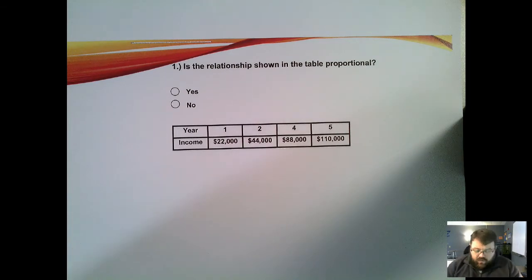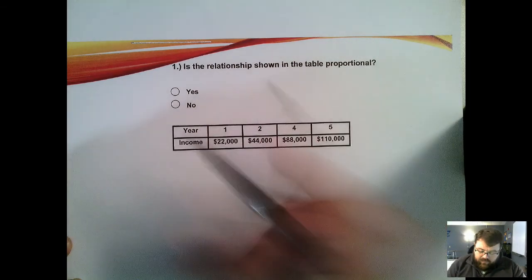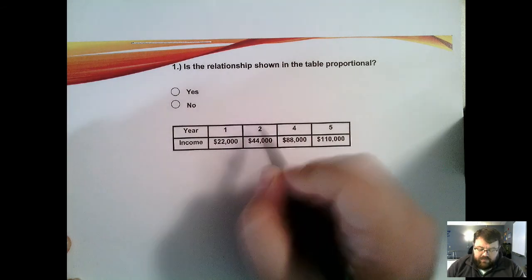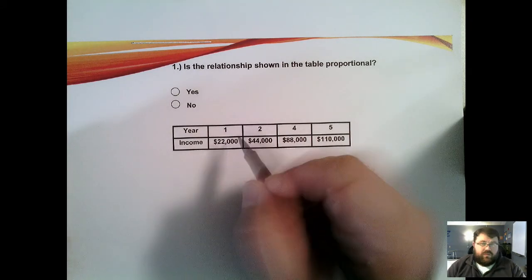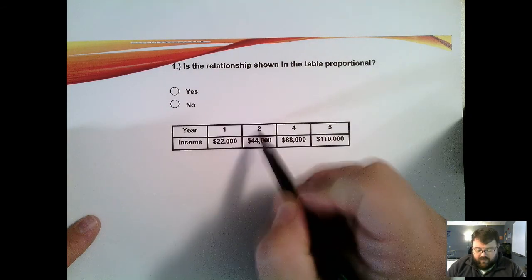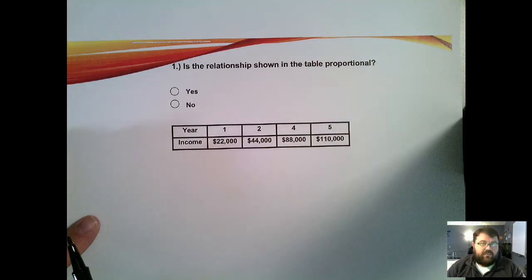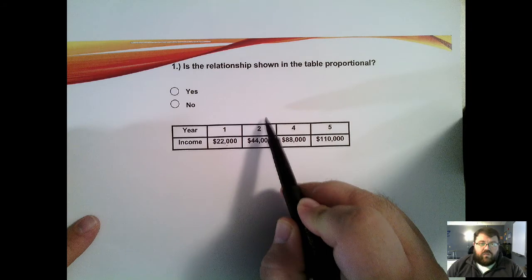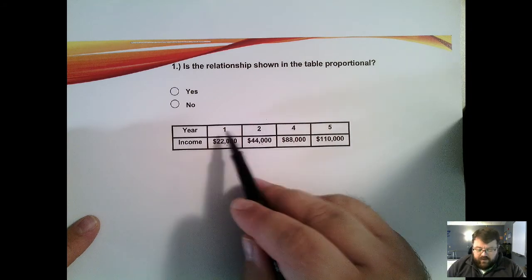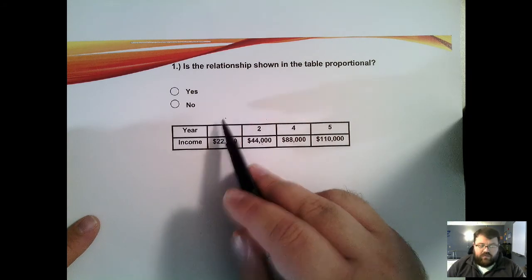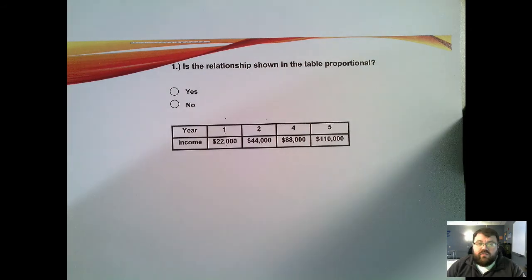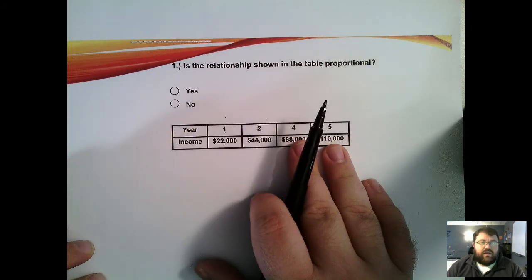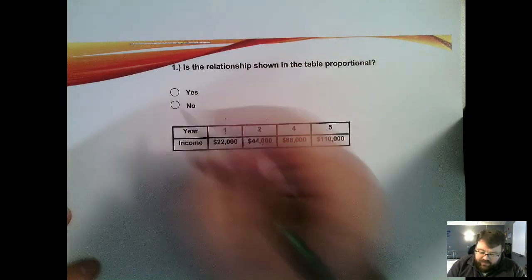Okay, so as we hopefully remembered, there's a couple of different ways that you could have solved this problem. You could have done cross products to see if they gave you the same answer. So 22,000 times 2 is 44,000. 44,000 times 1 is 44,000. That's a way that you could have solved it. Come over and do the same thing over here. I want to solve it in a different way.